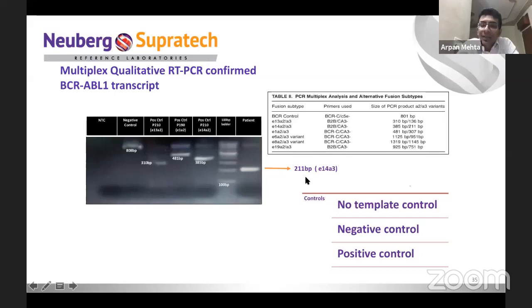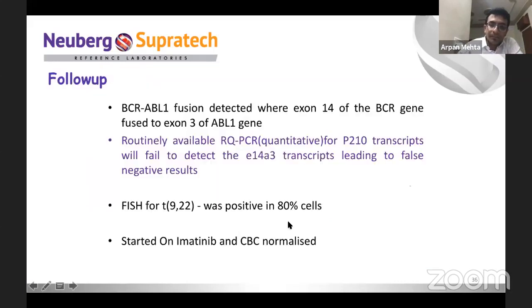So how this was missed is because RT-PCR was ordered and real-time PCR was done in confusion, and that's why this patient got false negative outside. So BCR-ABL1 fusion got detected where exon 14 was fused to exon 3 of ABL1 gene, and routinely available RQ-PCRs for P210 transcripts will fail to detect the E14A3 type of transcripts, leading to false negative results. FISH was also done, which was positive, and the patient was started on imatinib and CBC got normalized.